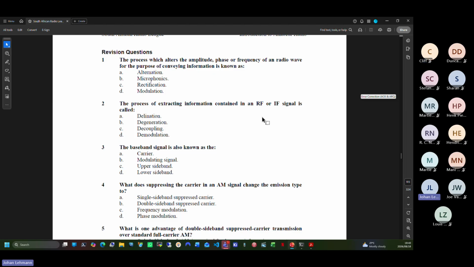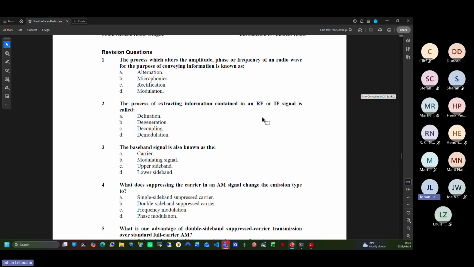The process of extracting information contained in an RF or an IF signal is called... Demodulation. It's also a freebie. The baseband signal is also known as the... Modulating signal. Okay, I've got 3 answers.